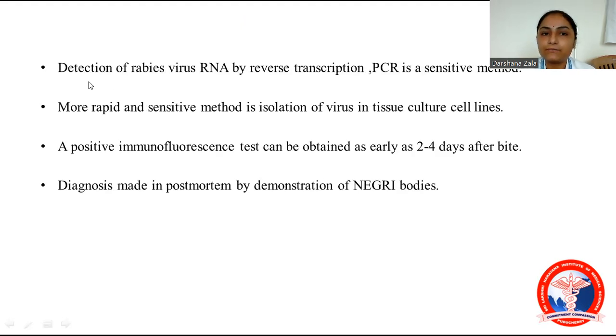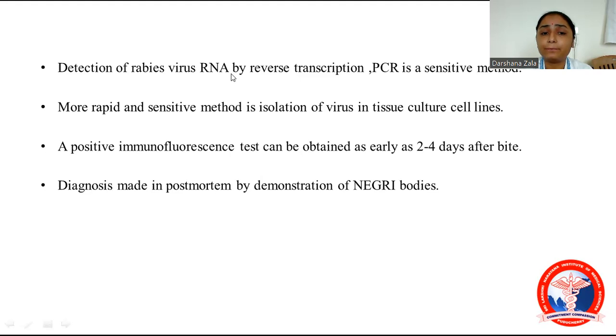Detection of rabies virus RNA by RT-PCR, that is reverse transcription polymerase chain reaction, is a sensitive method. A more rapid and sensitive method is virus isolation from tissue culture cell lines. We isolate the virus from the sample and grow it in a culture medium in the laboratory. A positive immunofluorescence test can be obtained as early as 2 to 4 days after the bite.